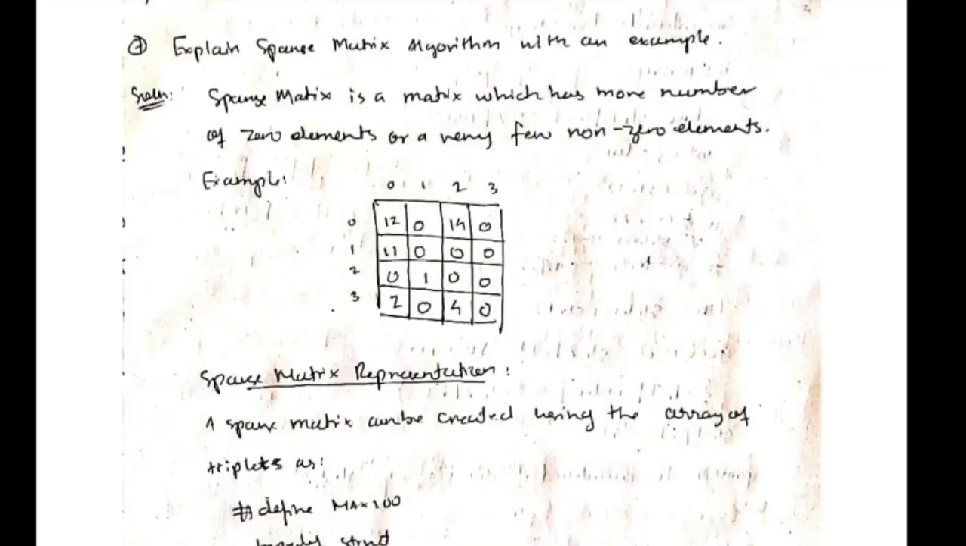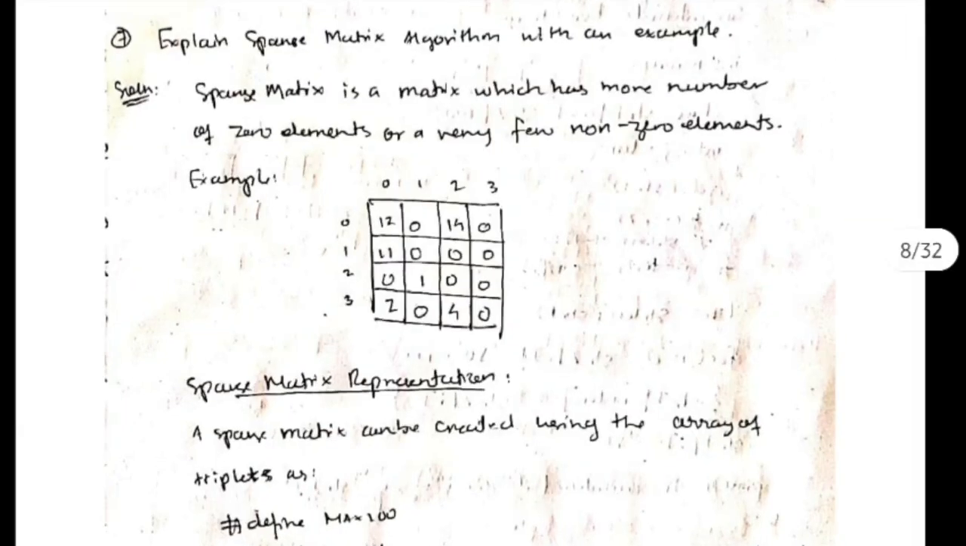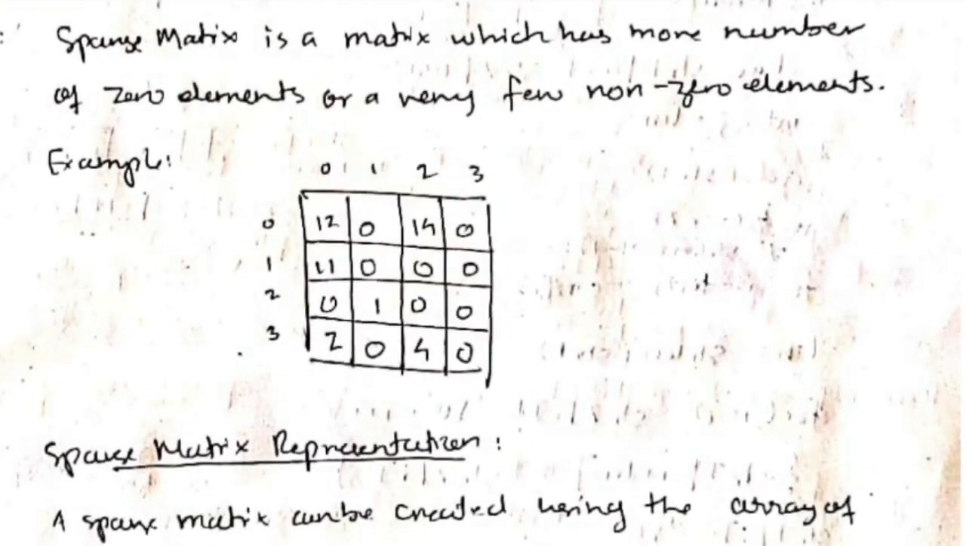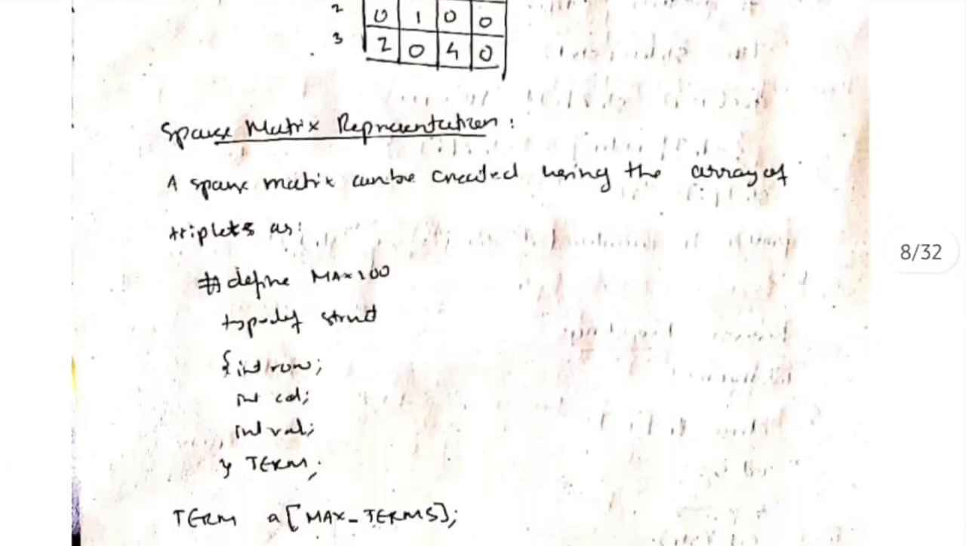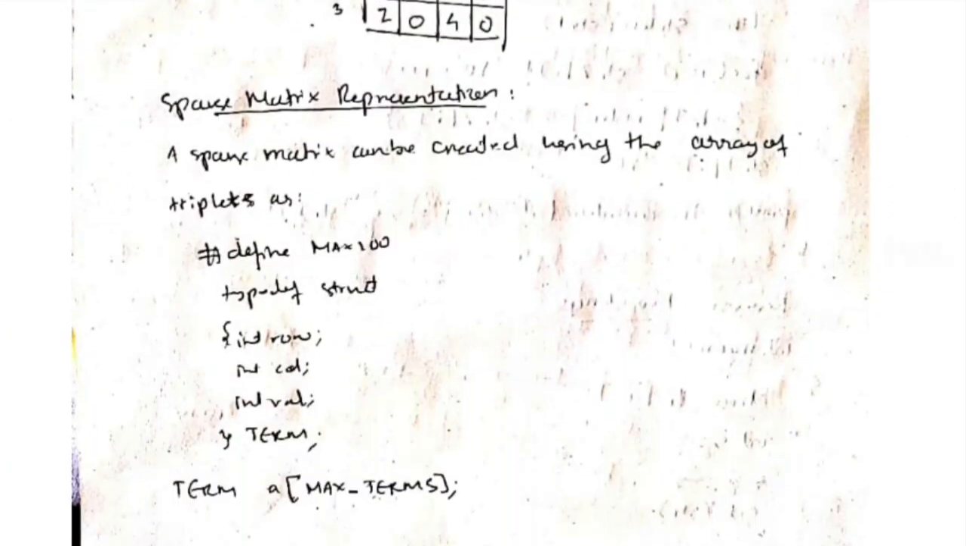Okay, sparse matrix means a matrix in which the zero elements will be more, more than 50%. So that's known as a sparse matrix. And in sparse matrix, how can we represent it? We can represent it by using an array. Okay, in array we will have the rows, columns, and the value.